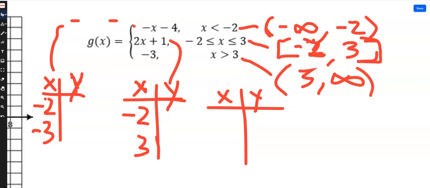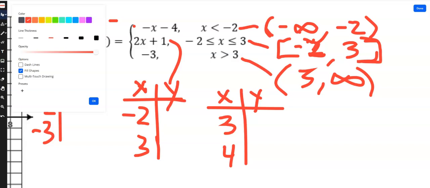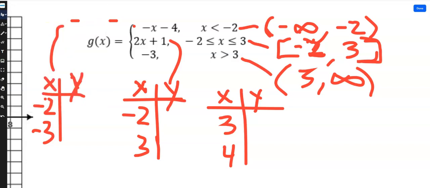Oops, I forgot to put a parenthesis there. On the last one, they start with 3, and then you want something bigger than 3, which is 4. But this is the super boring one, because we know that they're both going to be -3s, because that's the constant line right there on that one.